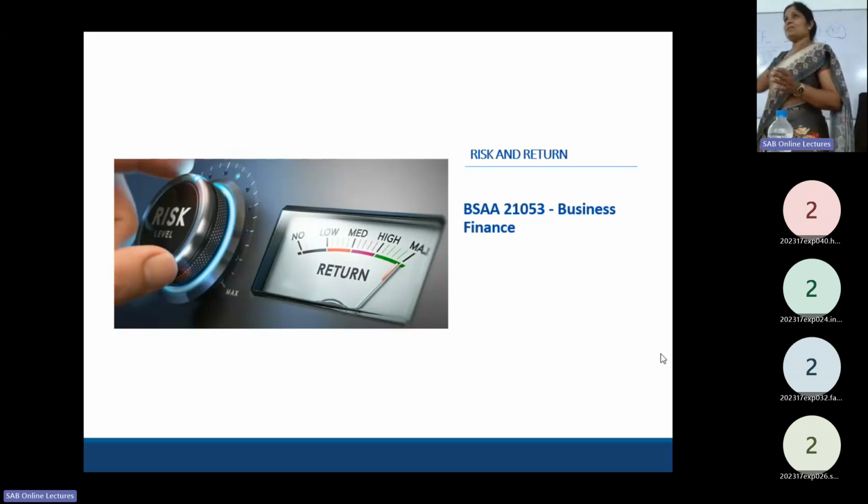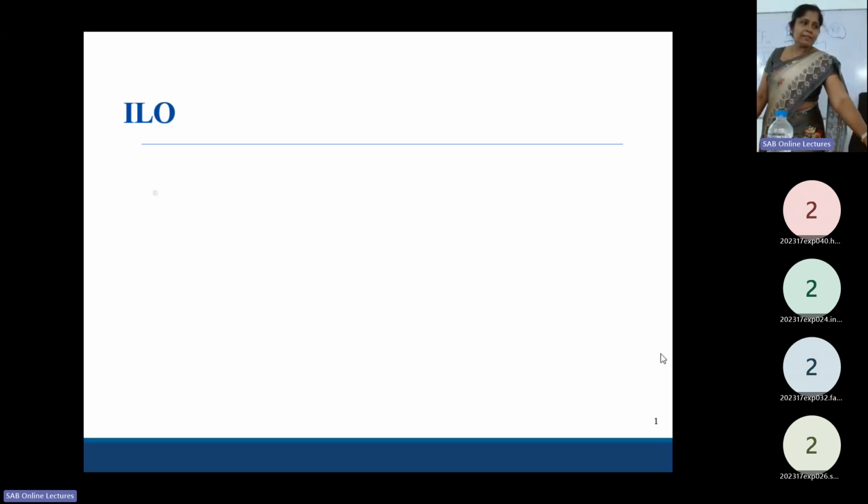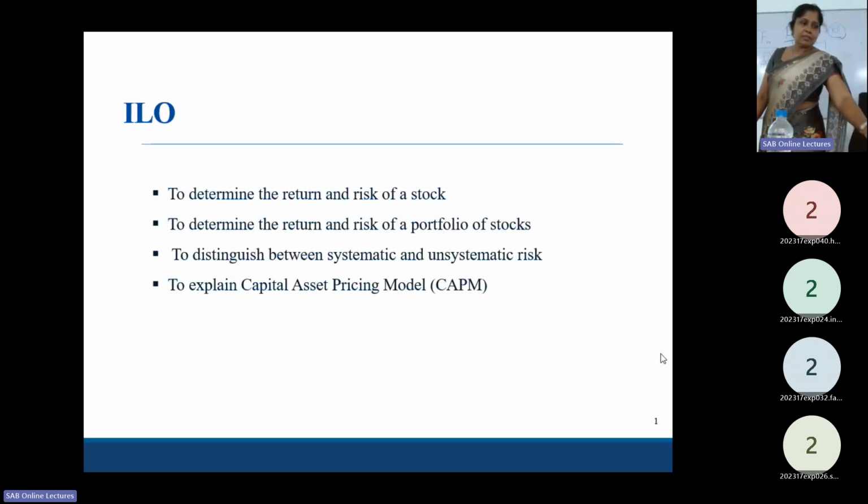I will try to do this in as simple a manner as I can. This is a bit technical. When I go to the market portfolio, I think you will definitely get confused. But anyway, I will explain in a very simple manner. I will try my best. Now let's go to the expected learning objectives, or the learning outcomes.